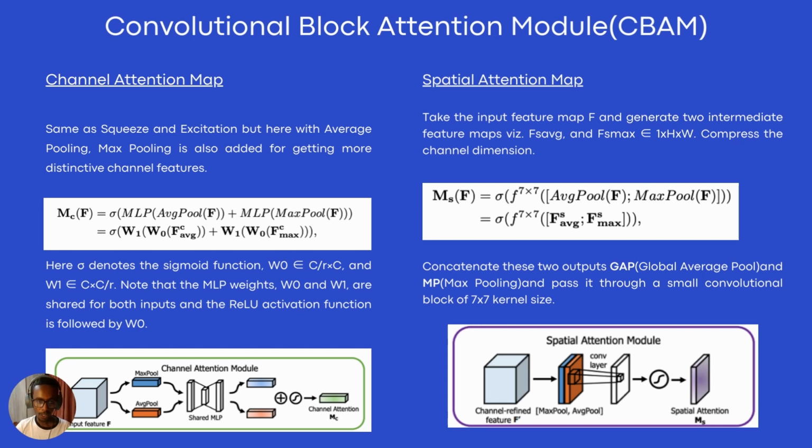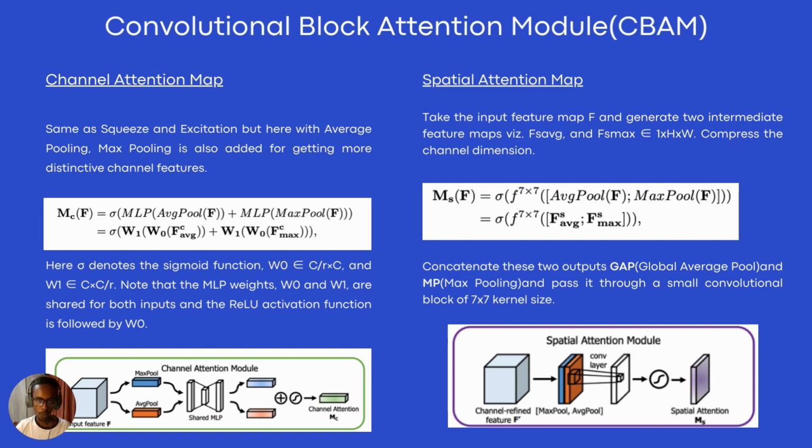So across the channel, we're going to compute the average and create a feature map which is going to be H by W by 1. And we're going to do the same by using a max pooling operation. We're going to select the maximum element across the channel and then prepare another feature map, which is H by W by 1.